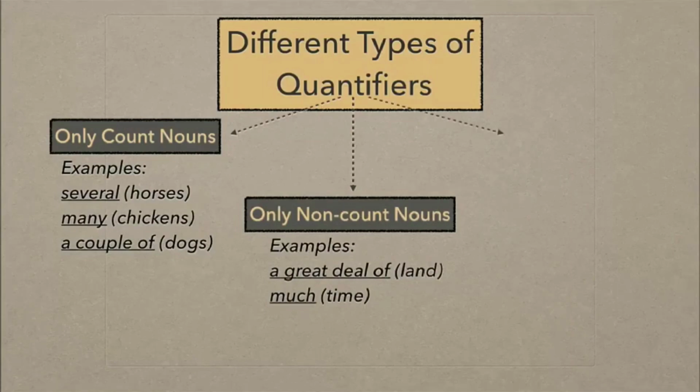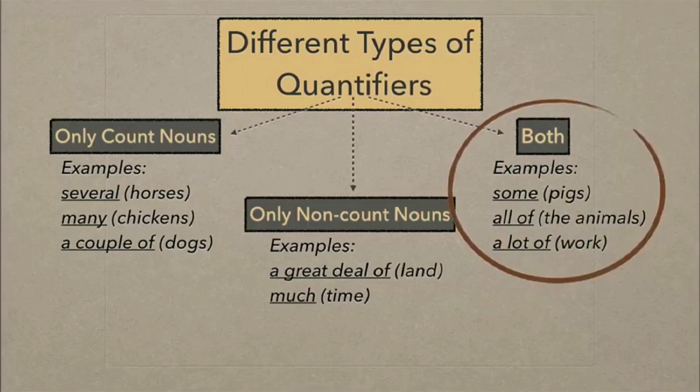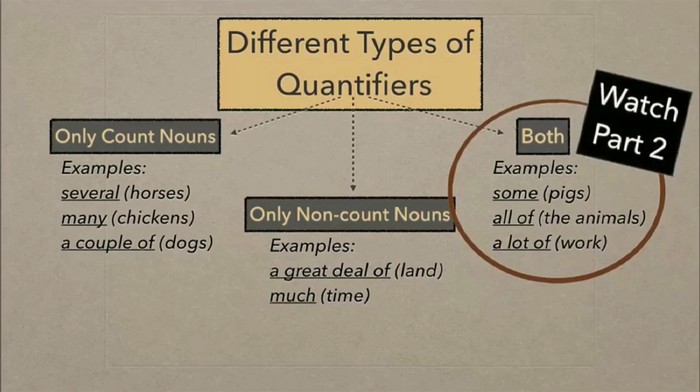And the last type of quantifier can be used with both count nouns and non-count nouns. And the examples we saw were some, all of, and a lot of. In the next video, we're going to talk more about this last type, so make sure to watch part 2.